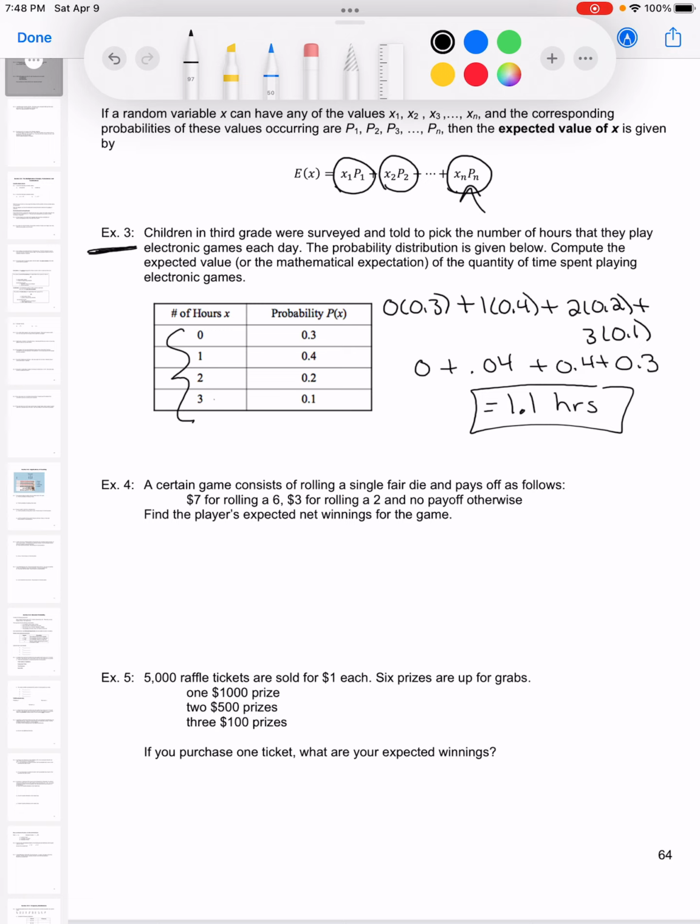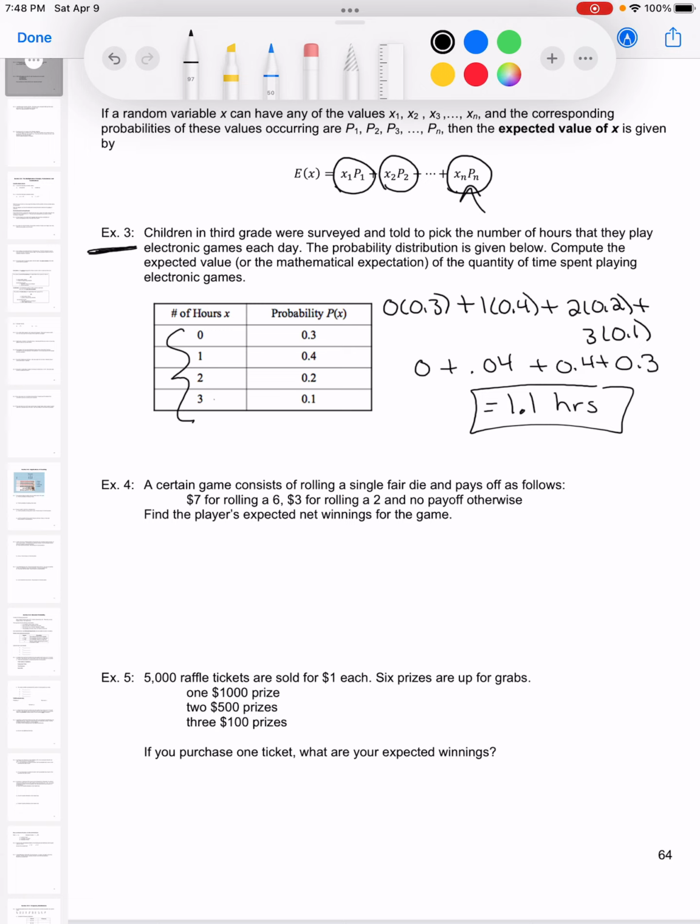So if we were to randomly ask a child how many hours they play video games, electronic games each day, the expected value would be 1.1 hours. It doesn't hold true all the time. That is spreading it out among all of the children we might ask.